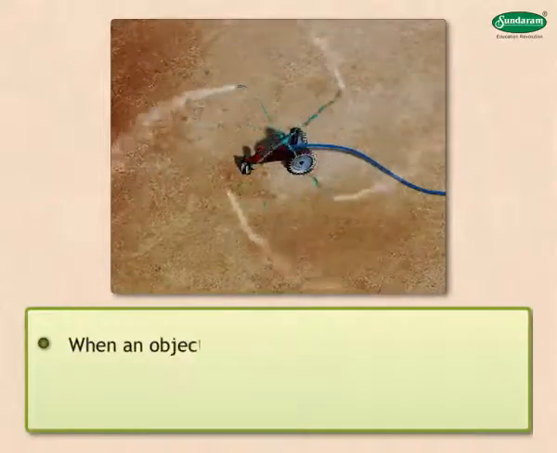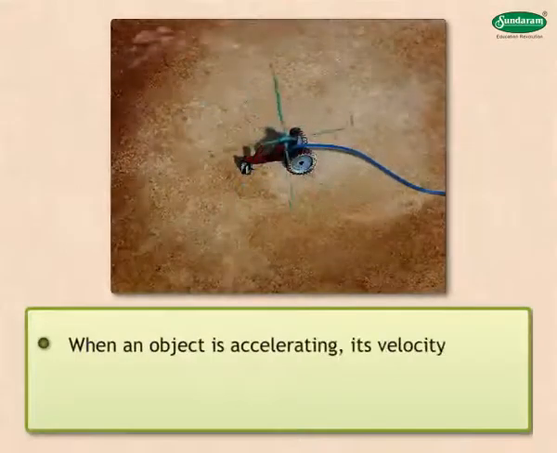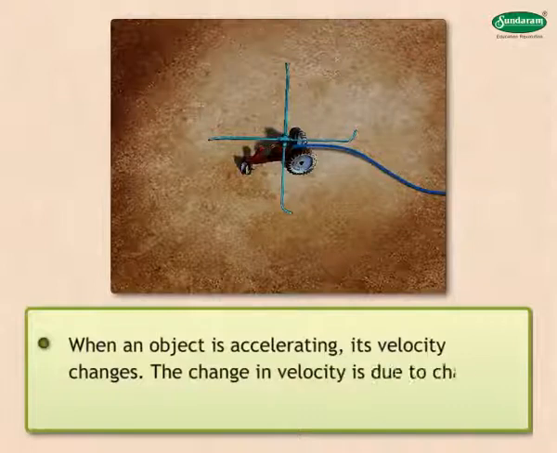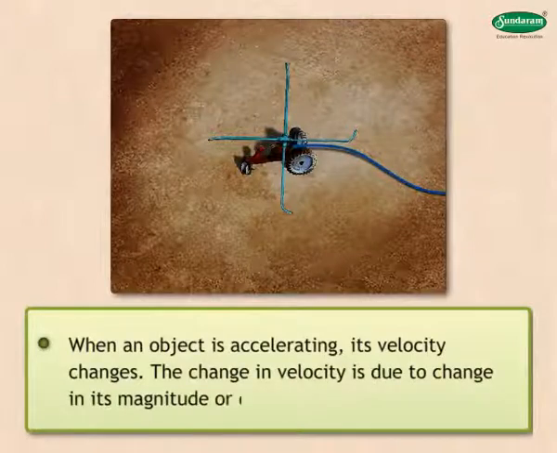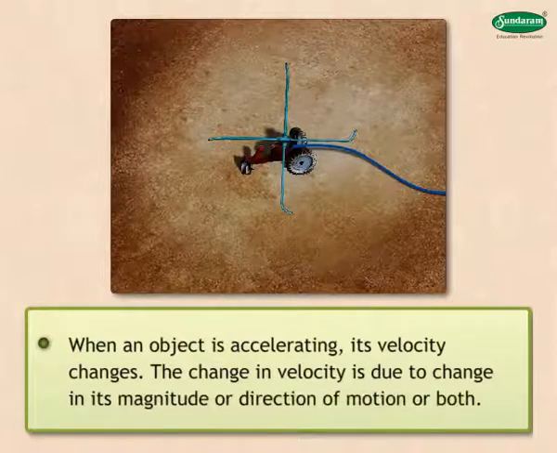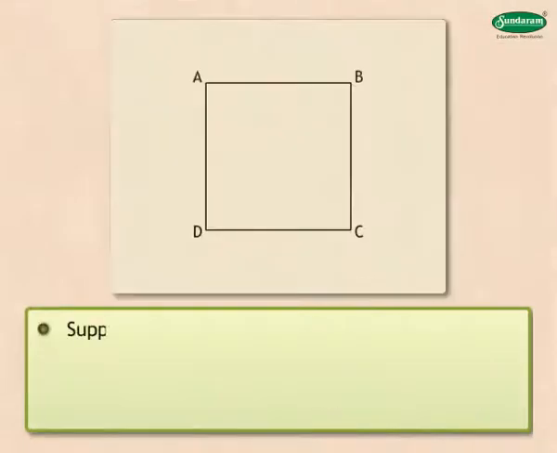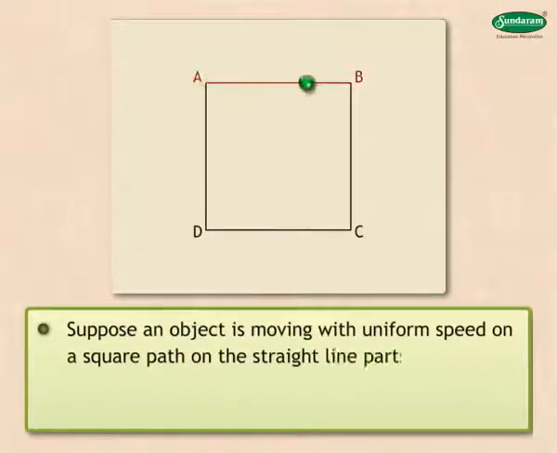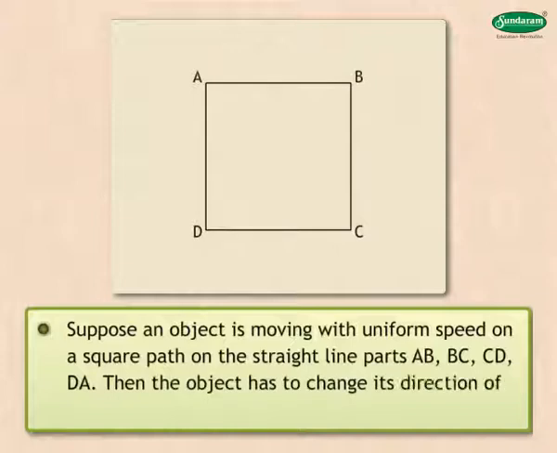When an object is accelerating, its velocity changes. The change in velocity is due to change in its magnitude or direction of motion, or both. Suppose an object is moving with uniform speed on a square path on the straight line paths AB, BC, CD, DA. Then the object has to change its direction of motion 4 times.